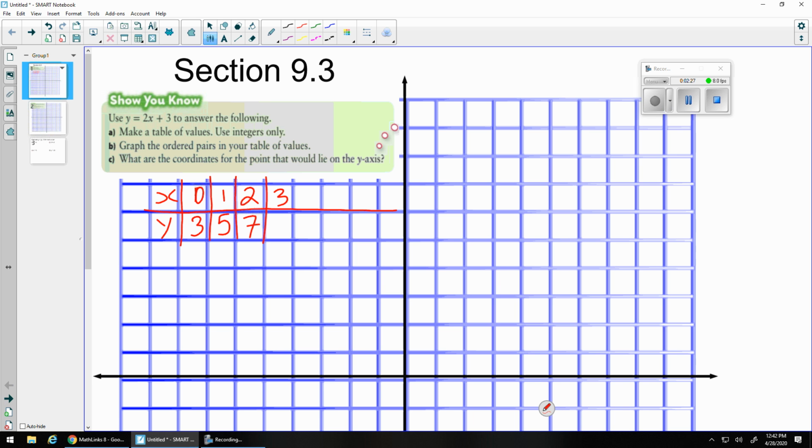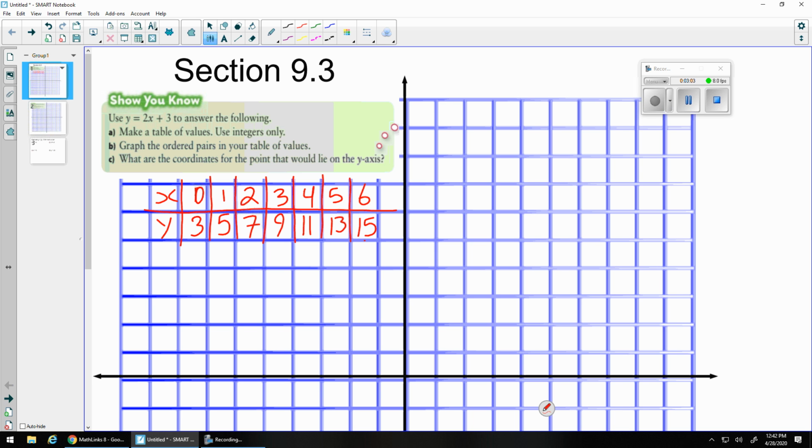y is going up by 2 each time. We can also double check with x. 2 times 3 is 6, plus 3 is 9. Makes sense. For 4, 2 times 4 is 8, plus 3 is 11. And we could do another one. 5 would be 13, because we see this pattern now. 6 would be 15. Let's double check: 2 times 6 is 12, plus 3 is 15. So yes, that makes sense. That would be our table of values that we can make from this equation.